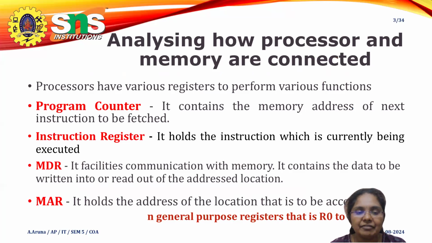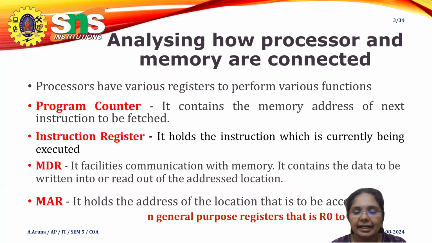The next type of register is the instruction register. It holds the currently executed instruction. Other than this, we have two more registers in the processor. One is the memory data register, another one is the memory address register. Both of these are used only for communication with the memory.